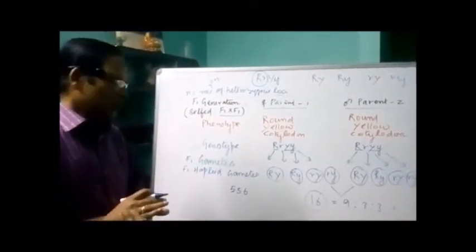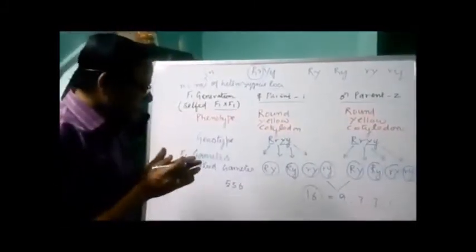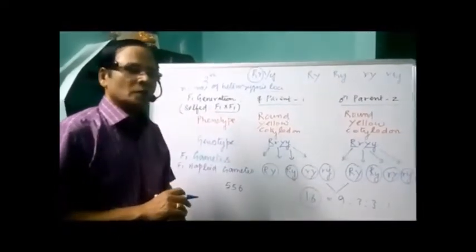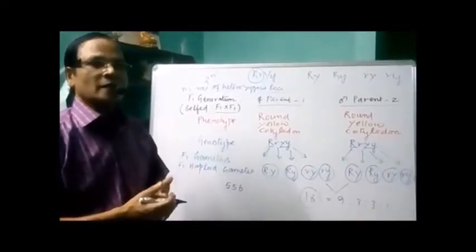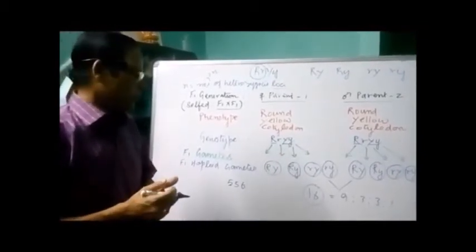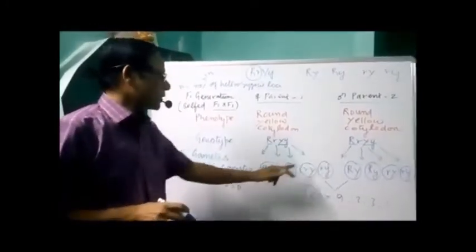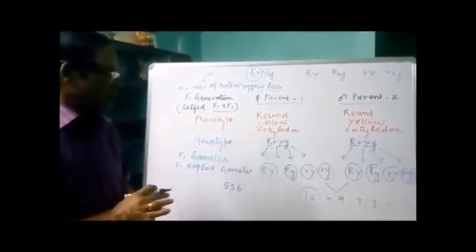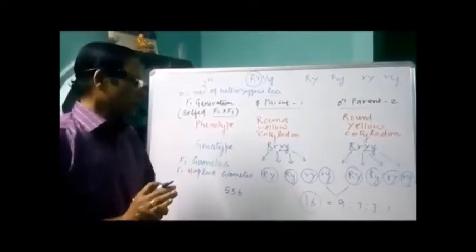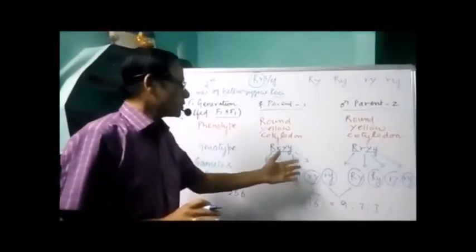This is a universal constant. See here, there are 4 different types of phenotypes, equal to the number of gametes produced. If you take, for example, a trihybrid cross, 8 gametes are produced, and in the F2 generation we get 8 different phenotypes. So the number of phenotypes produced is equal to the number of gametes produced. In the case of a monohybrid cross, there are 2 gametes, then 2 phenotypes, tall and dwarf. And here we are getting 4 phenotypes, equal to the number of gametes produced.